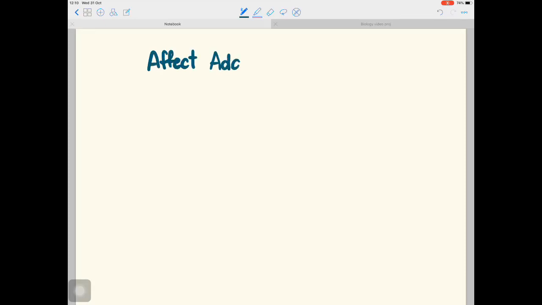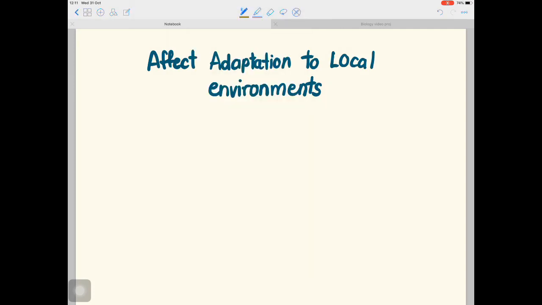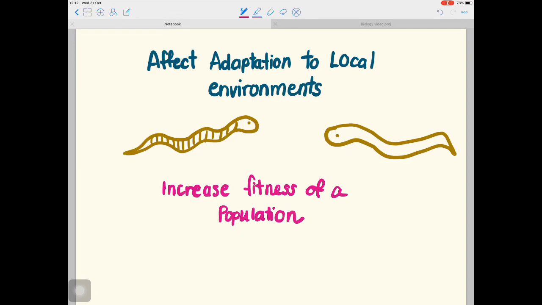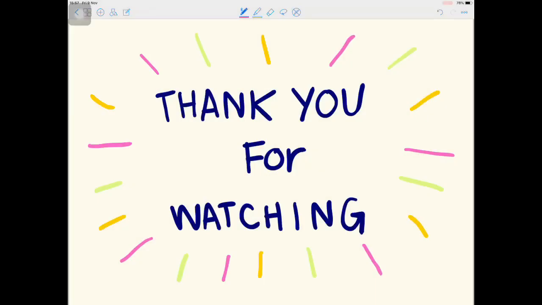Gene flow can have many effects. Firstly, it can affect adaptation, especially to local environments. For example, banded snakes are mostly found on the mainland, while these unbanded ones are found on the island. These unbanded snakes camouflage better in island habitats. It can also increase the fitness of a population. Therefore, gene flow plays a vital role in evolution.